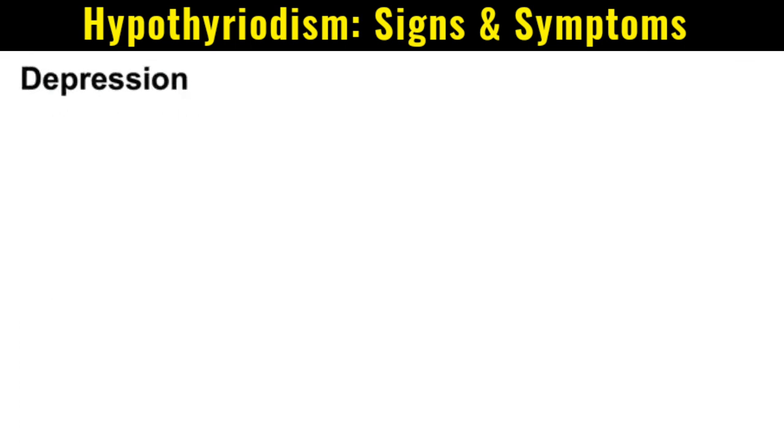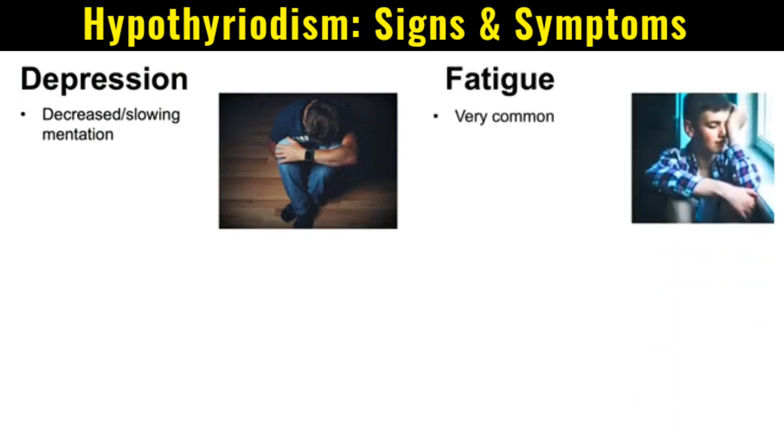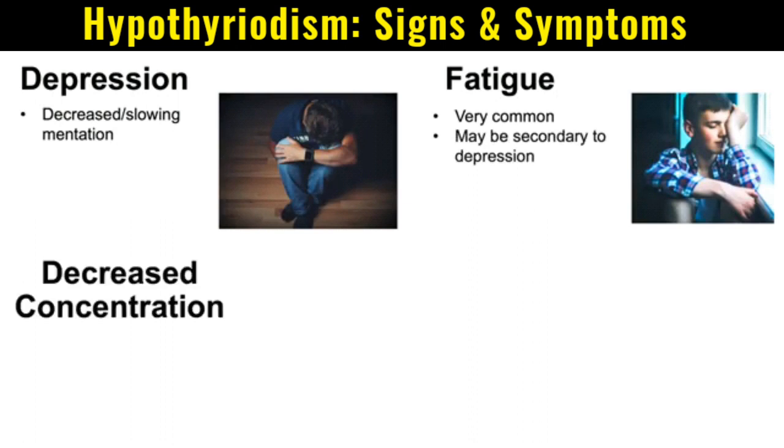Another symptom of hypothyroidism is depression. This is usually due to decreased or slowing mentation. We talked about this before: thyroid hormones are involved in regulating and increasing mentation, or cognition. Another symptom of hypothyroidism is fatigue. This is actually quite common, and this can be related to a slowed mentation. It can also be related to a slow metabolism, and it can also be secondary to depression as well.